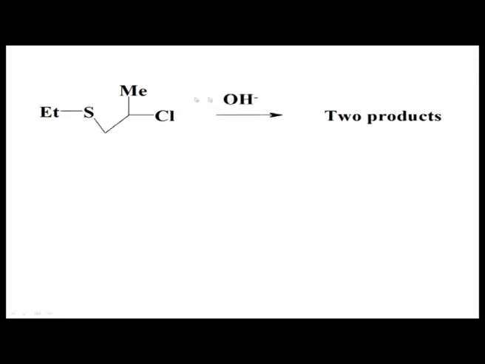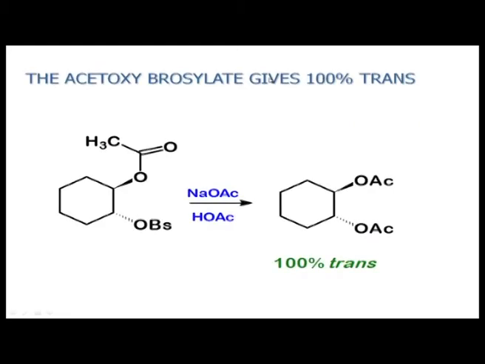On the other hand, if OH minus attacks at this carbon and breaks the carbon sulfur bond, then it is the retention of configuration. So, you have to be careful which center the nucleophile is attacking. Is it the same center as the internal nucleophile is attacking, or is it the other center, and depending on that, whether inversion will take place or not will be decided.